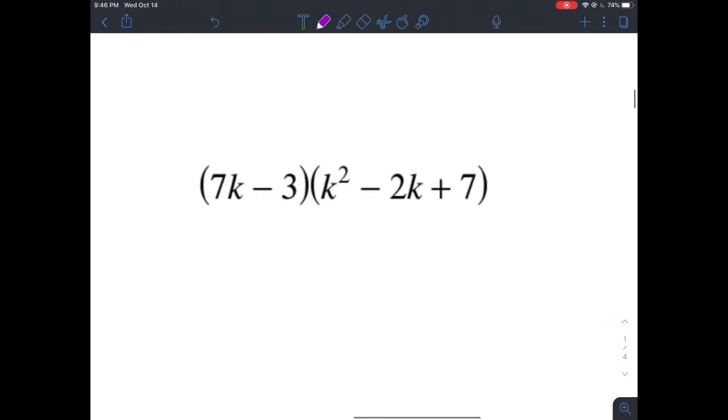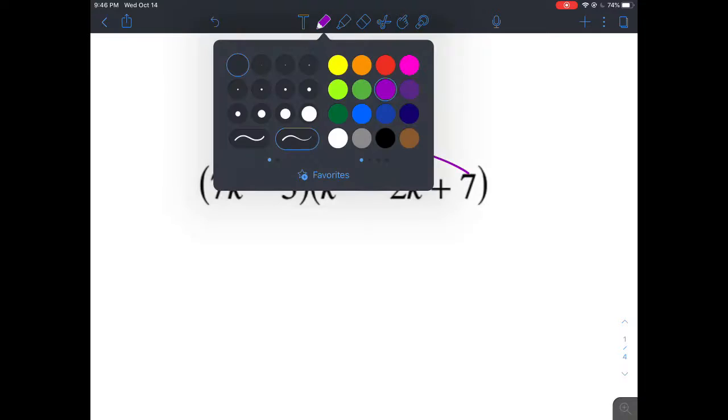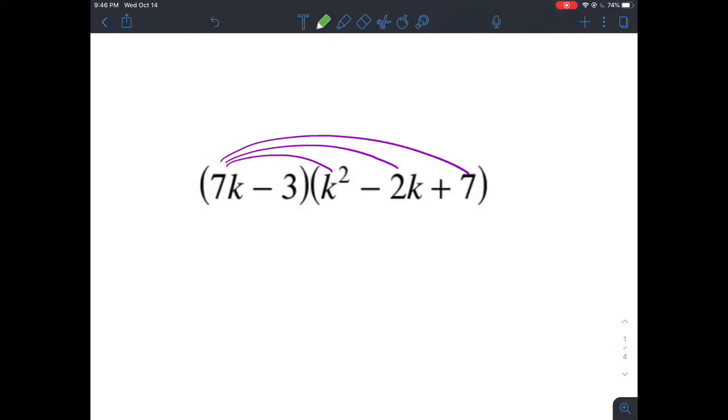All right, so I want you to go ahead and try this one. I'll give you a little hint, right? This first guy needs to go visit everyone in the second group. And then our negative 3, keep in mind it's a negative 3, needs to go visit everyone in the second group. All right? So give it a shot.